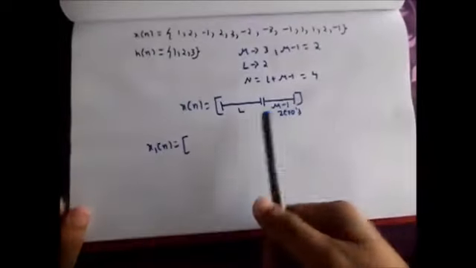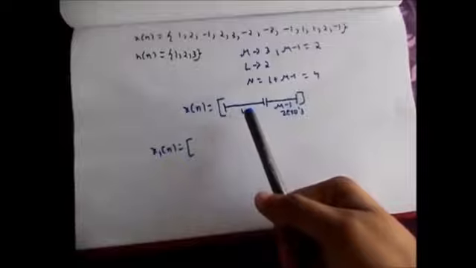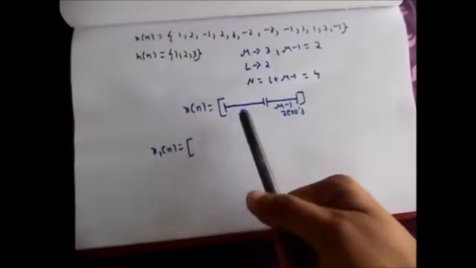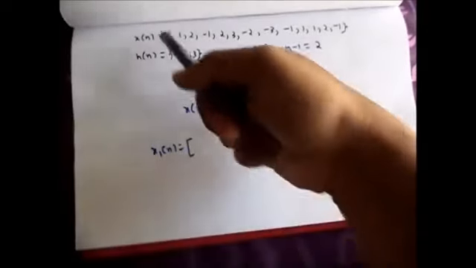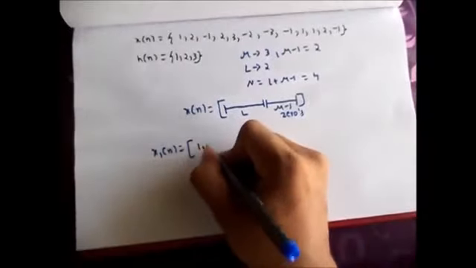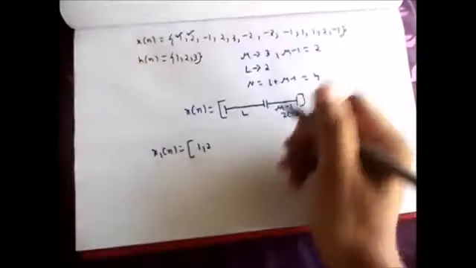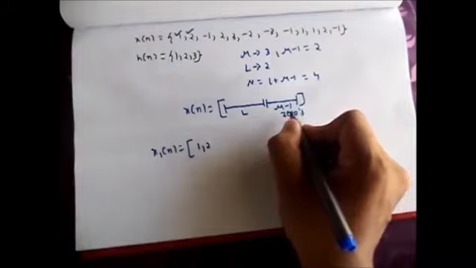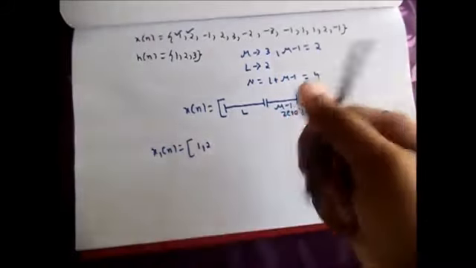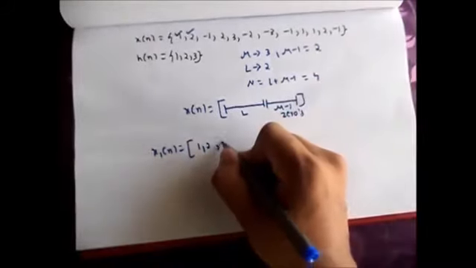So first we have to place 2 samples because the value of L is 2. So we will place the 2 samples first. So 1 and 2 we will place from the input sequence, and then we will place 2 zeros as the value of M minus 1 is 2. So we will place 2 zeros at the end.